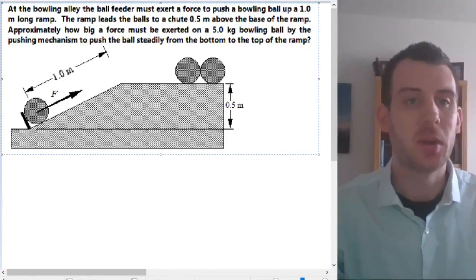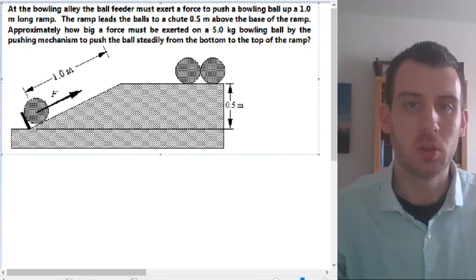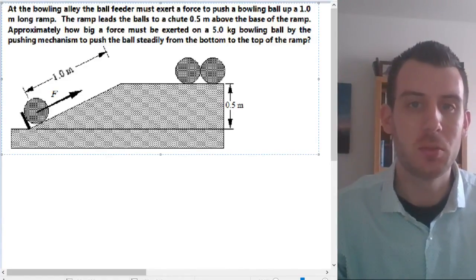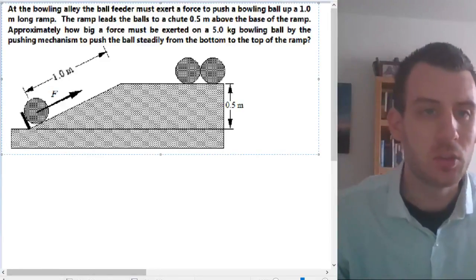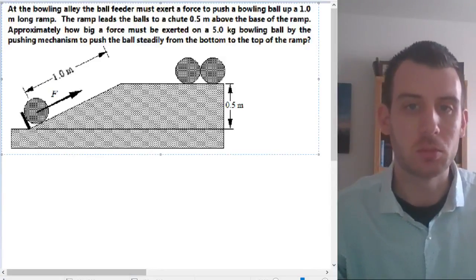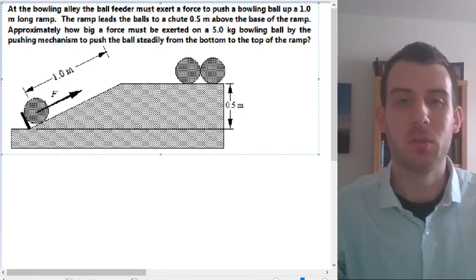So you were asking about this physics problem. At the bowling alley, a ball feeder must exert a force to push a bowling ball up a 1 meter long ramp. The ramp leads the ball to a chute 0.5 meters above the base of the ramp. Approximately how big of a force must be exerted on the 5 kilogram bowling ball by the pushing mechanism to push the ball steadily from the bottom to the top of the ramp?